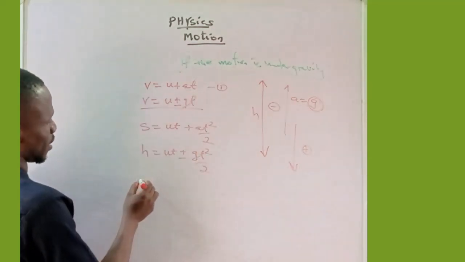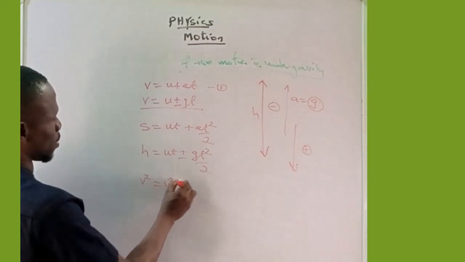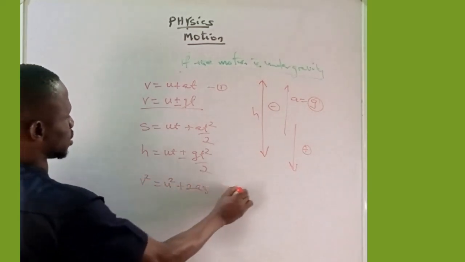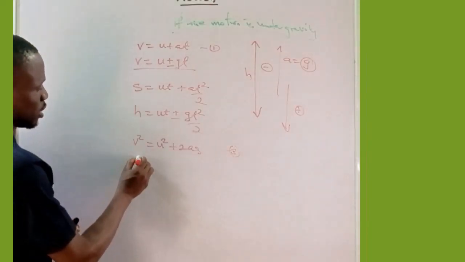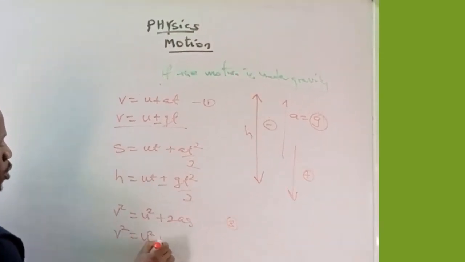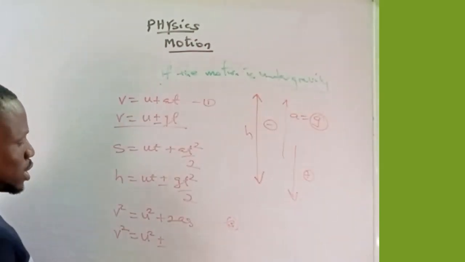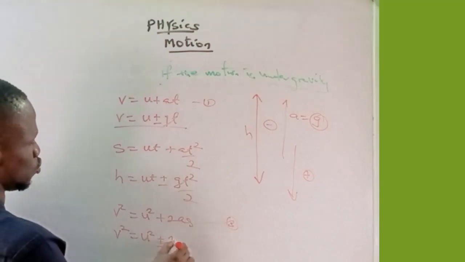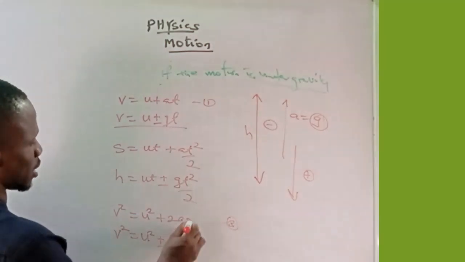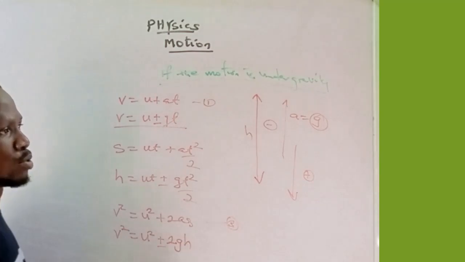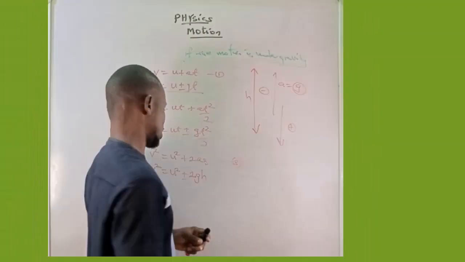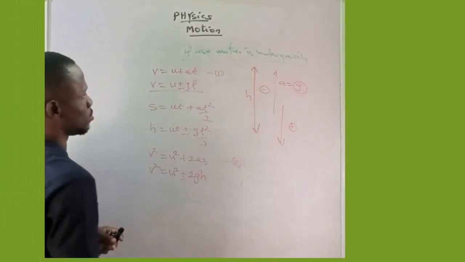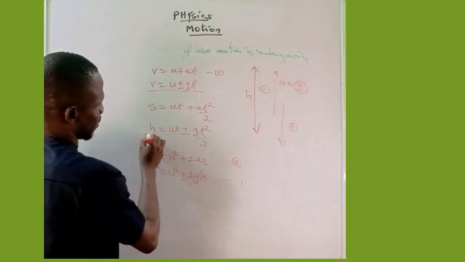Then you now have V squared equals U squared plus 2AS, which is the third equation of motion we proved. In this case, it will still be the same. V squared equals U squared plus or minus, depending on if the body is going up or coming down, as you're going to see in our calculations, 2gh. a becomes g, s becomes h. Under vertical motion, distance becomes height. So this becomes the equation under gravity.